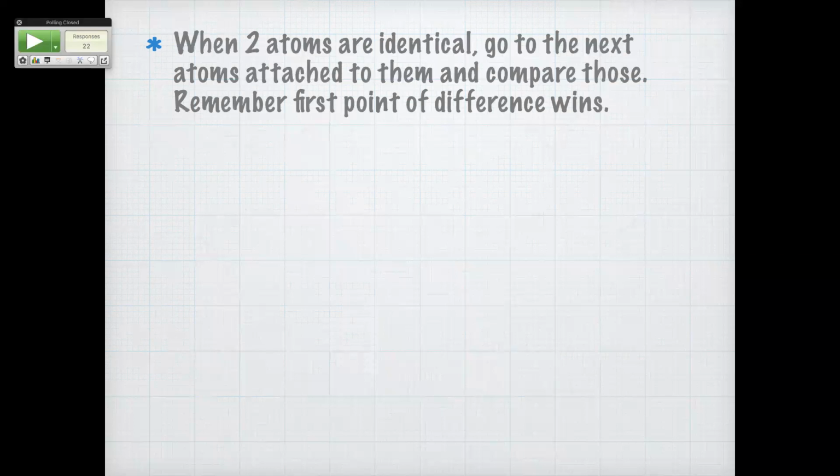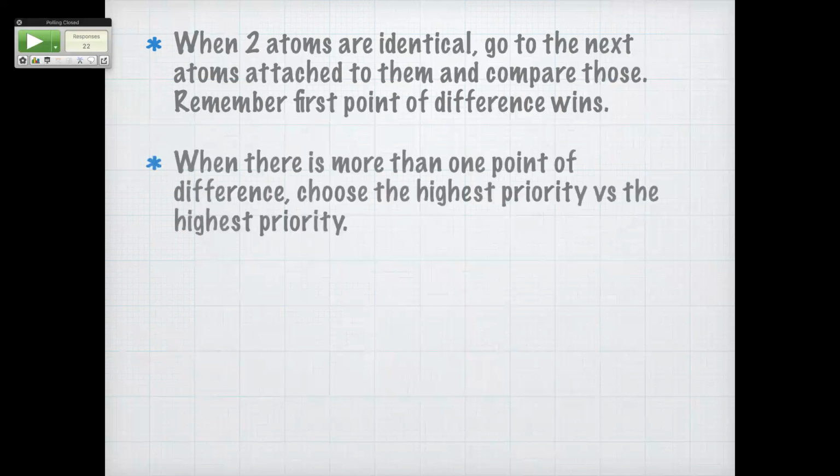Because you could have a methyl and an ethyl, right? So we're looking at a carbon and a carbon to begin with. That's the same. Now we're going to go out another step. So we're going to do them, and that'll probably help clarify for you.